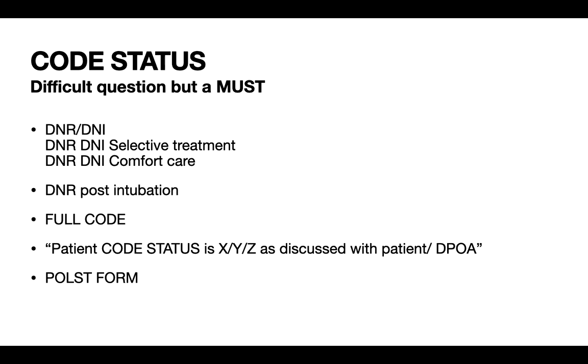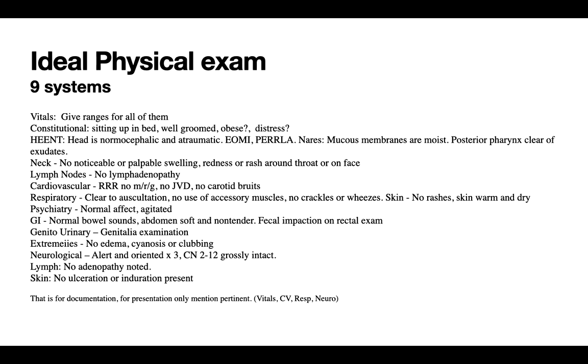DNR post-intubation means that, let's say this patient was intubated emergently in the emergency department. Then after that, the family comes and says, you know what, he's in bad shape. From now on, if he arrests, don't bring him back, don't resuscitate him. Full code means the patient wants everything done to save his life. And when reporting this, mention that it was discussed with the patient or the power of attorney. And if you can, fill out a POLST form to make it legal.